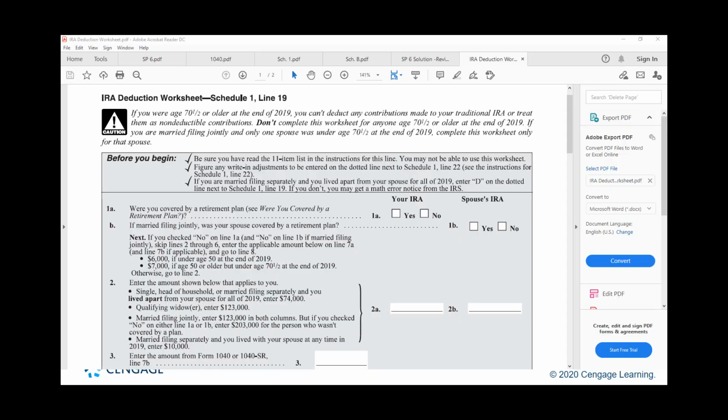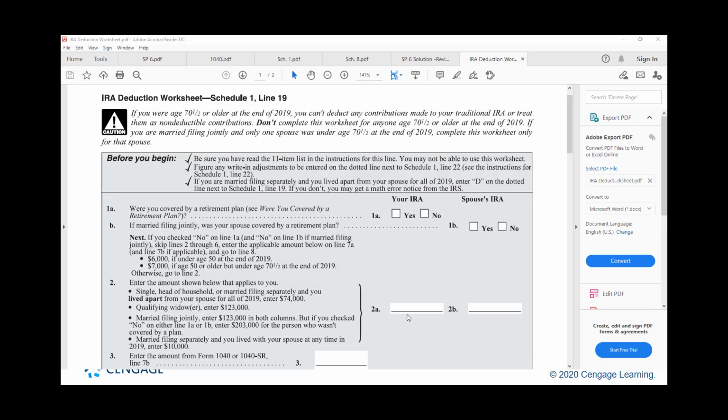Line 1A, were you covered by a retirement plan? The answer is yes. The taxpayer does have a retirement plan. And 1B, if married filing jointly, was the spouse covered by a retirement plan? In this case, is it married filing jointly? No. The taxpayer is single, right? So nothing here. Line 2, enter the amount shown below that applies to you: single, qualifying widow, married filing jointly, married filing separately. This is single. So then we enter the amount of $74,000 on line 2A.